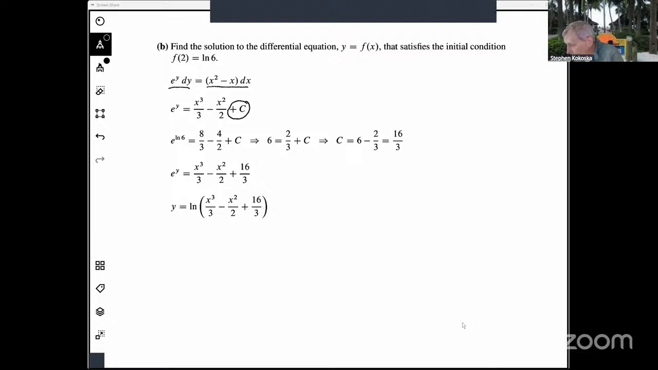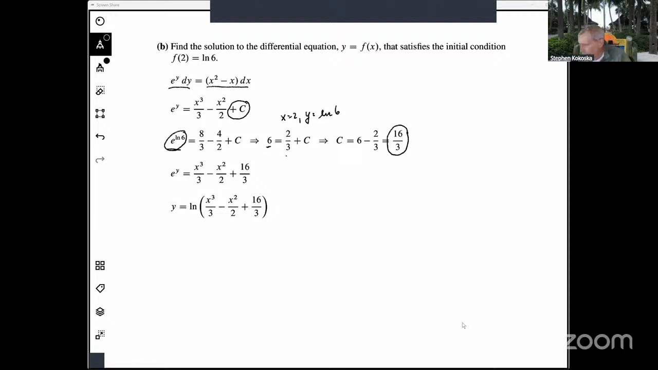At this point, I'm going to use the initial condition. So, let's see, x was equal to 2 and y was equal to the log of 6, okay? So I did a little bit of simplification. Again, e and log are inverse functions, so I get a 6 on the left-hand side. I did a little simplification on the right, and I solved for c eventually, and I got 16/3. Holy Toledo.